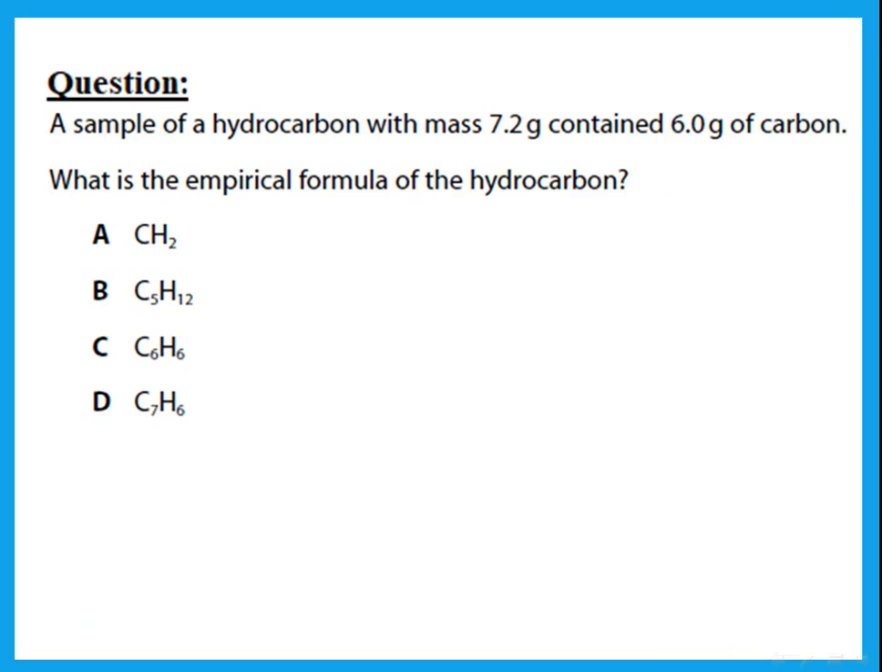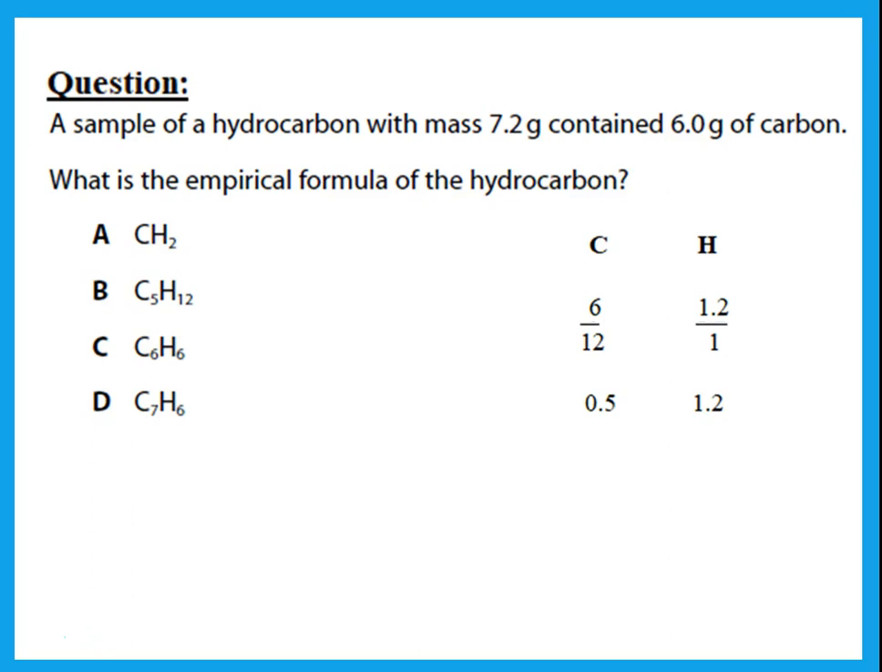So how much hydrogen? It's the rest of the 7.2, right? So these are the masses of each. So remember that these could be masses or they could be percentages. We're going to work with them in exactly the same way. What was the first thing that we did? Divide by the atomic mass. So mass of carbon is 12, mass number of hydrogen is 1. I end up with 0.5 and 1.2. So the first step, divide by atomic mass.